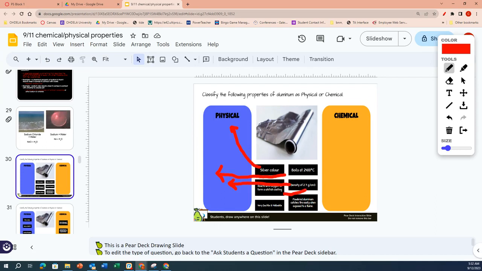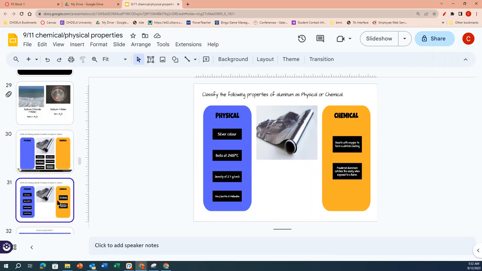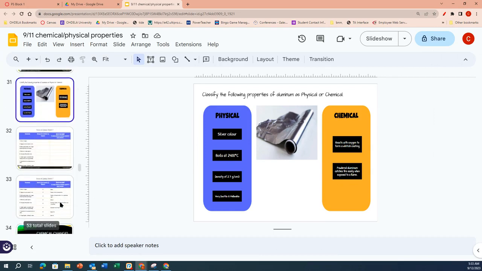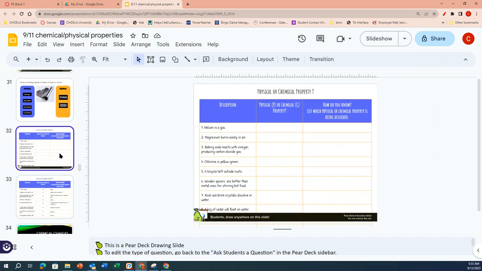Reacts to form a whitish coating. Whenever you see the word reacts, that's chemical. Very ductile, that means you can make it into wire. That is a physical property. Powdered aluminum catches fire. Okay, so we have physical properties and chemical properties. You can see silver color, boils, density, very ductile are physical. Reacts with oxygen to form a whitish coating, powdered aluminum catches fire are chemical. So anytime there's heat involved, we would be talking about a chemical property.